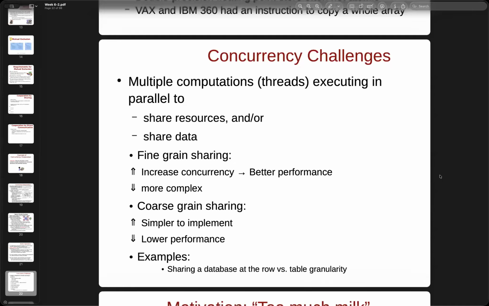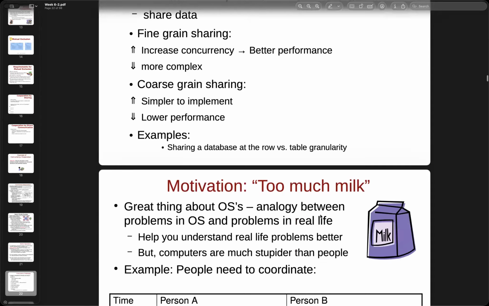For example, we may share a database at the row or at the table granularity. So we need to think about that. It's a trade-off. If we choose which way to do the sharing, then we need to give something up. Of course there are advantages and disadvantages, and based on the situation, we will choose which one. Okay, and what's the motivation?